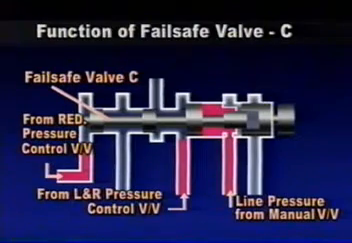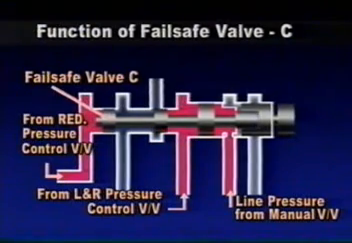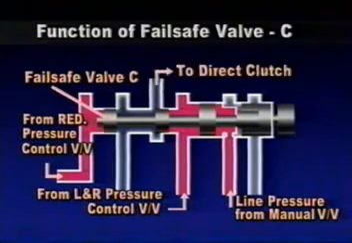If the oil pressure is supplied simultaneously to reduction brake and direct clutch due to the internal damage or breakdown of oil pressure circuit, the hydraulic circuit of fail-safe valve C connected to each chamber automatically releases oil pressure of direct clutch.